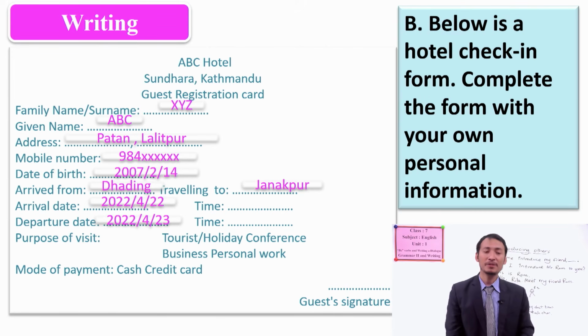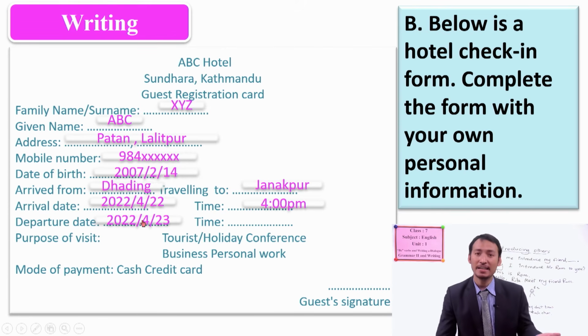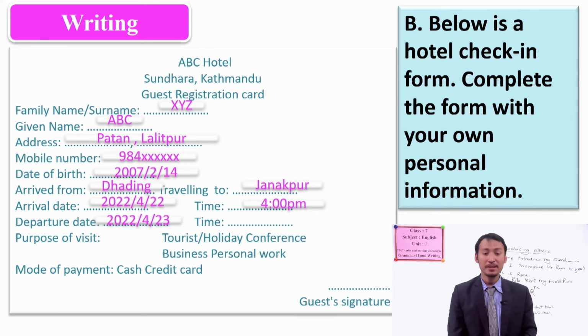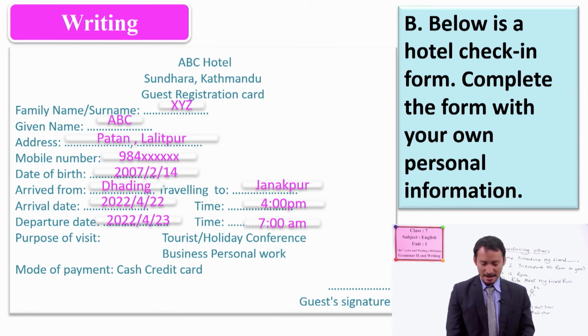And arrival date, when did you come to the hotel? That's the date of arrival. And your time of arrival can be 4 p.m. in the afternoon. And your departure date means when you are leaving the hotel. It can be the next day, most probably. Next day we leave the hotel, and we may leave at 7 a.m. in the morning after tea, right? And we have the signature at the end.